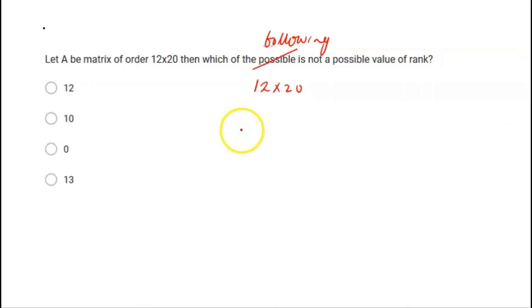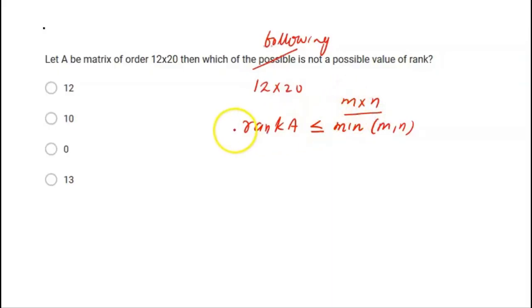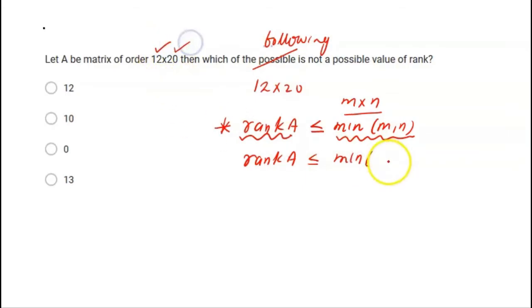So if I have a matrix A of size m cross n, then rank of A is less than or equal to the minimum of m and n. This is something that you have to remember as a concept. It means that in this case, the rank of A will be less than or equal to the minimum of m, which is 12, and n, which is 20, sorry, not 30.